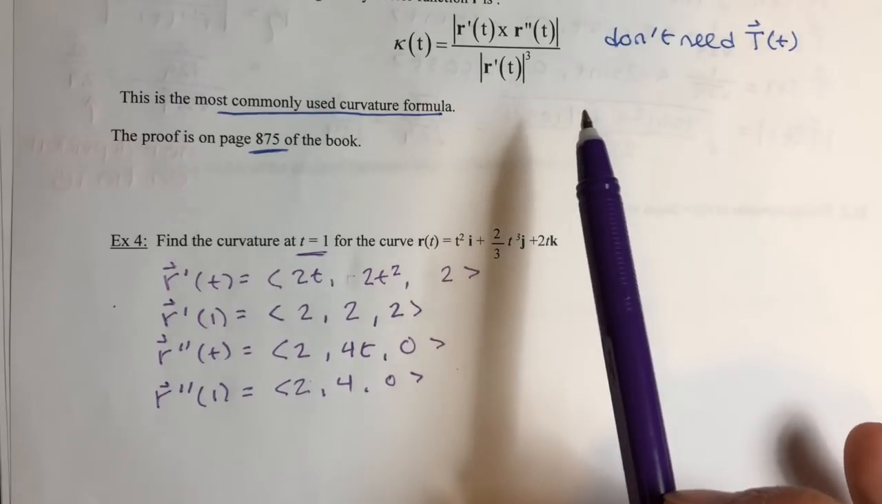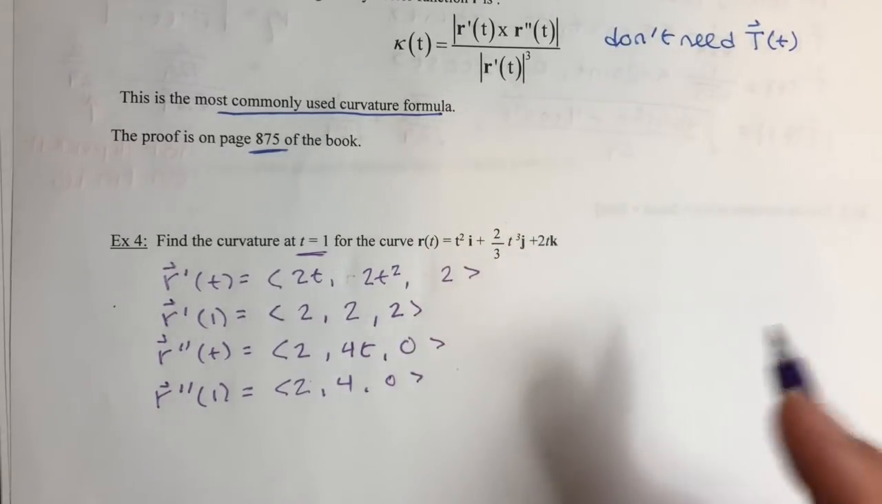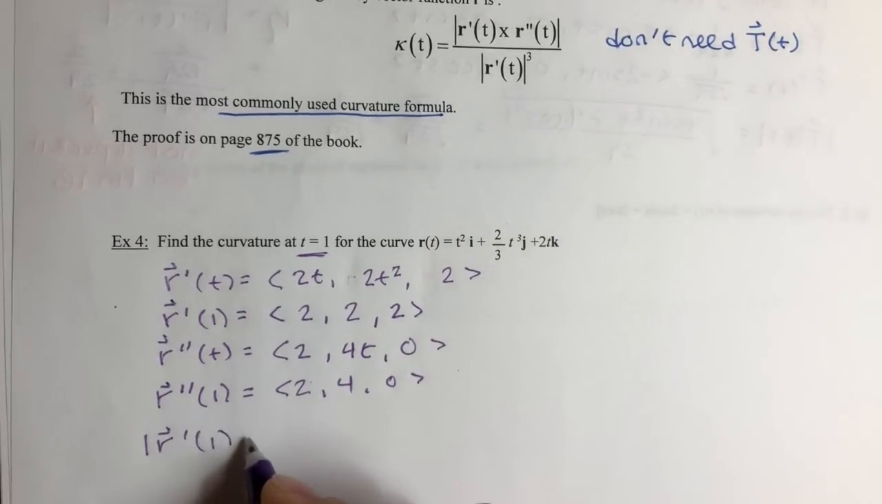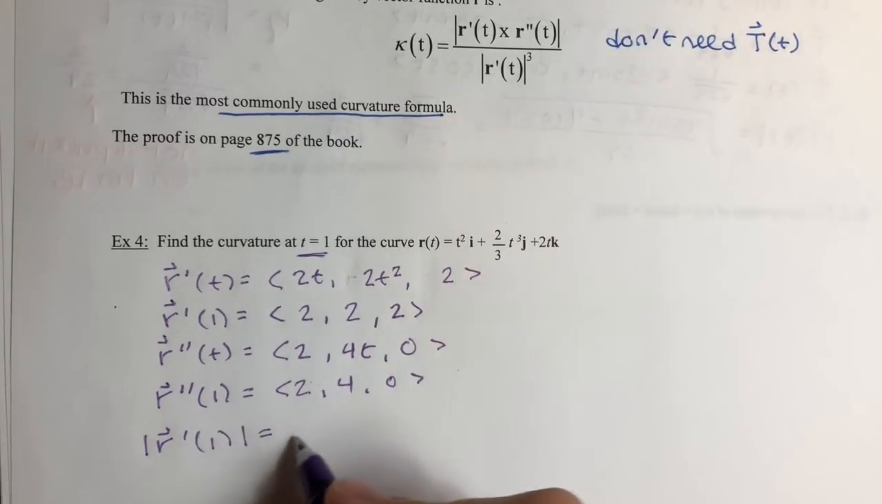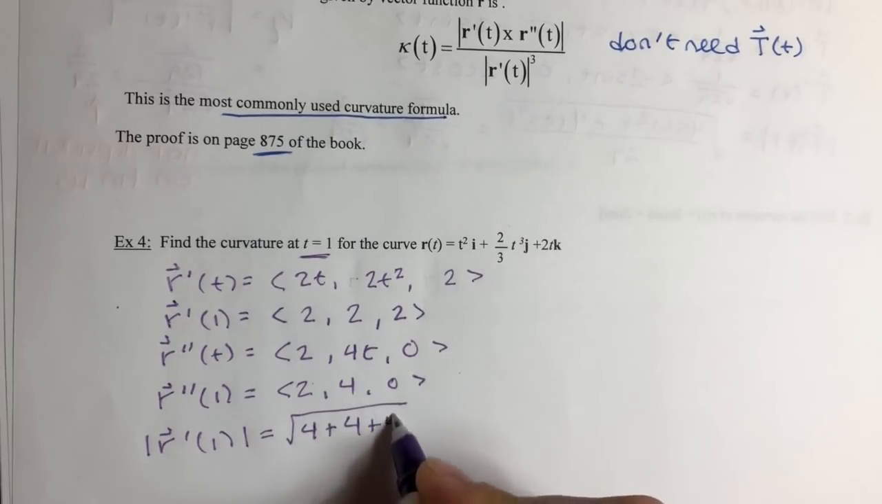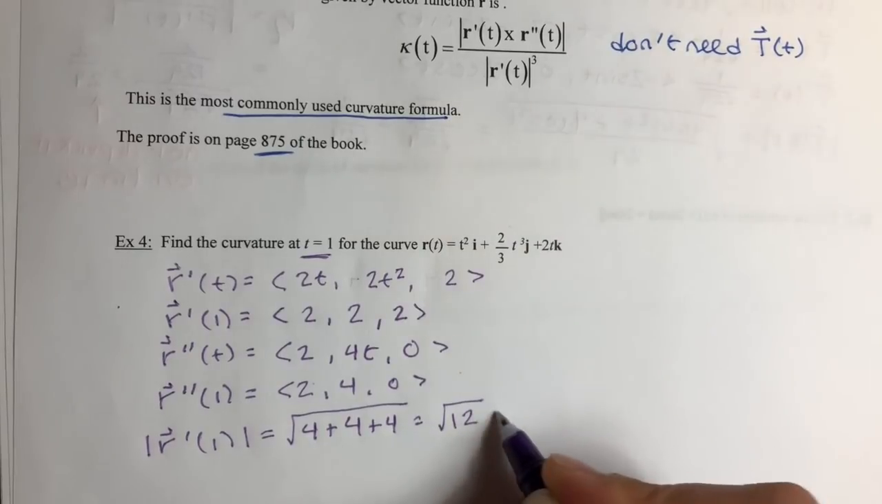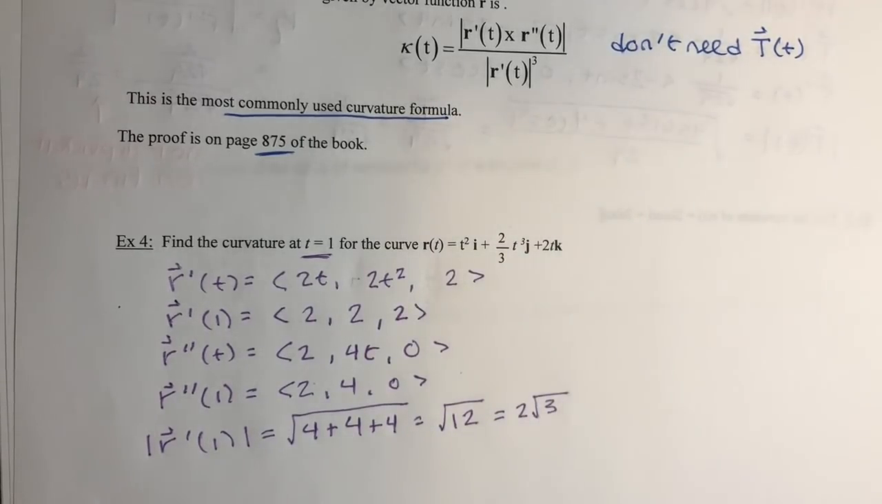Okay, and now the one other thing we want to do ahead of the cross product is find the magnitude of the first derivative vector at 1. And that was this function up here. So the square root of 4 plus 4 plus 4, which is the square root of 12, which maybe you'd like to simplify to 2 square root of 3, but that's kind of up to you.